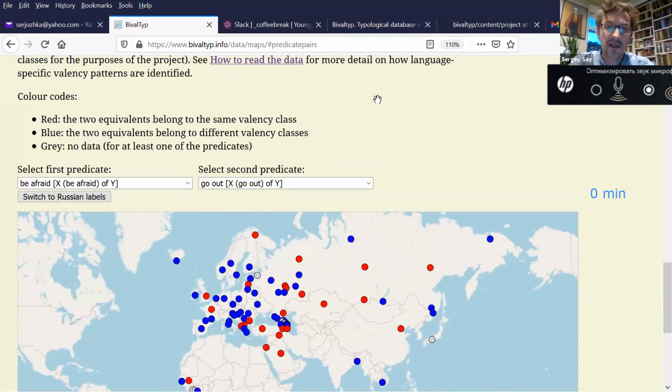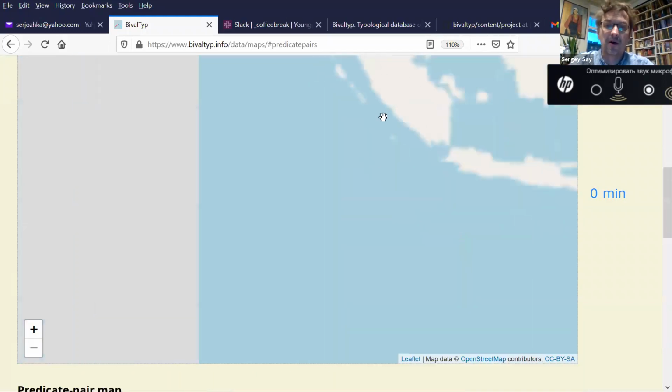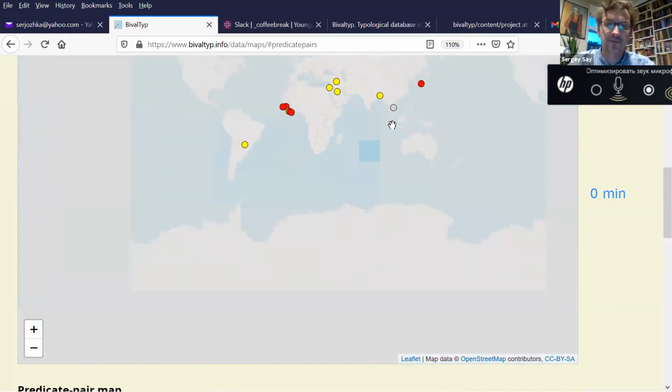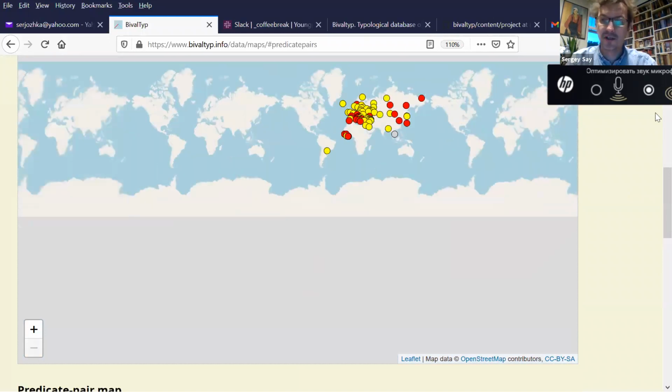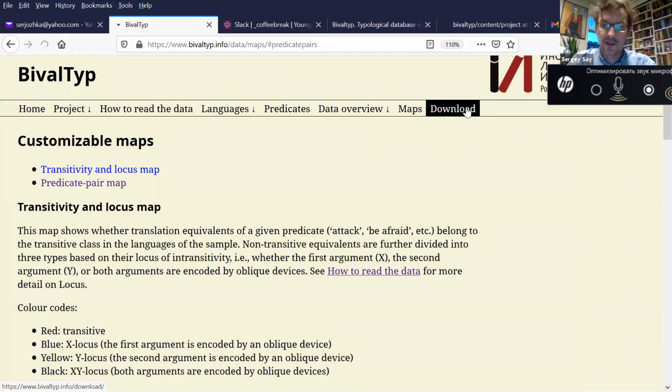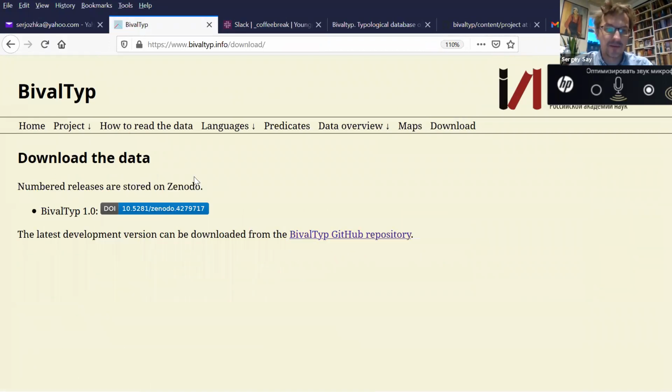And finally, you can download all the data available in this project for your own use if you are interested. They are published on Zenodo, and you can download and analyze these data if you are interested in it.